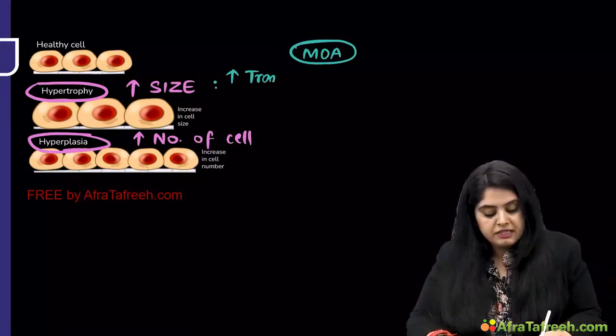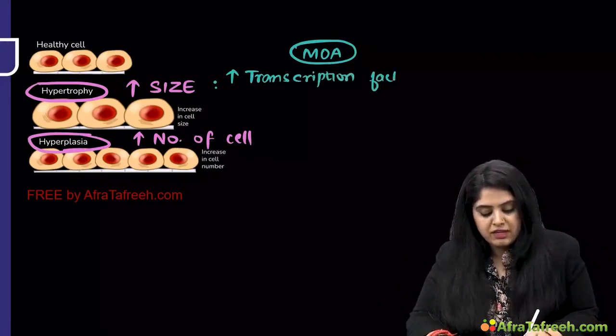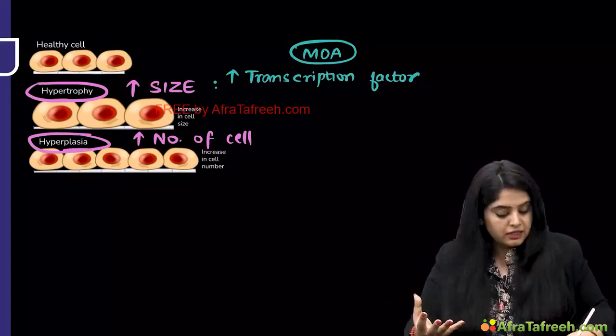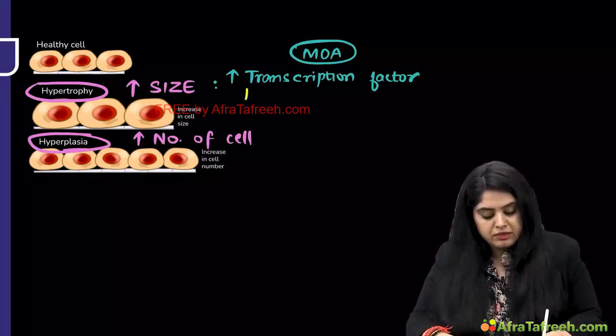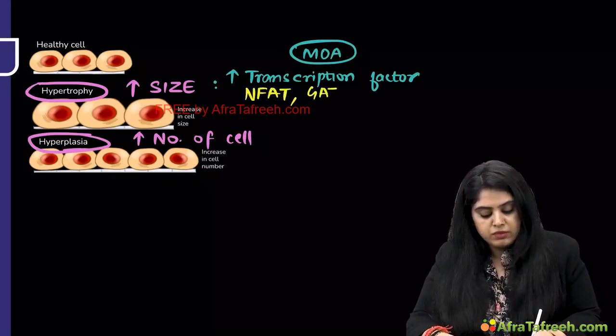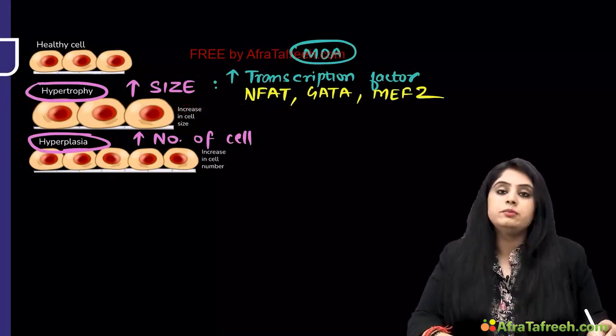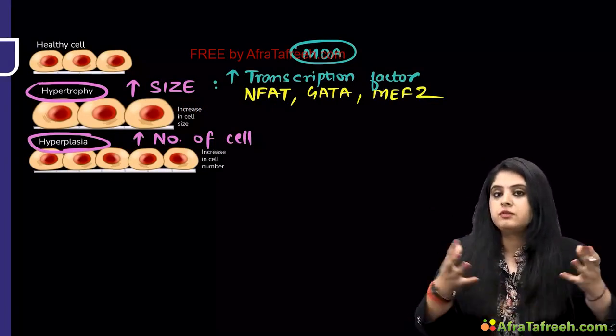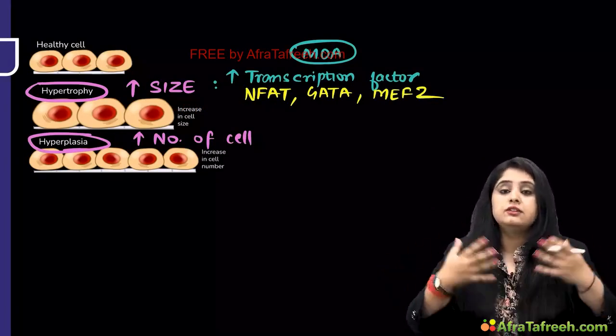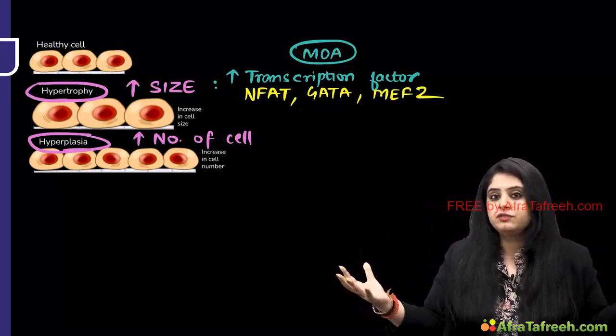Whenever there is an increase in some transcription factors. Which transcription factors? Unfortunately, guys, a little bit of rote learning that you will have to do. It is going to be NF80, GATA and MEF2. These are going to be the transcription factors. When the transcription factors become greater, there is going to be a big, large size of the cell.